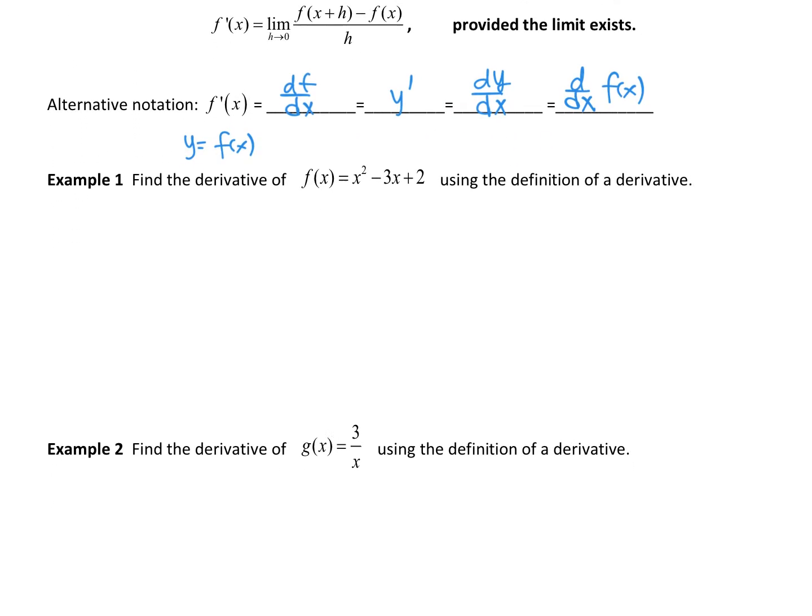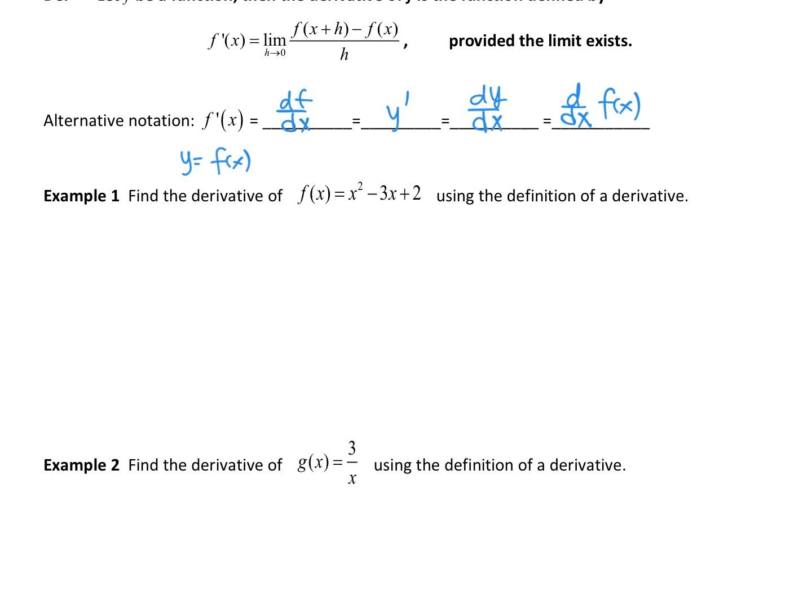All right, let's look at example 1. Find the derivative of this function, x squared minus 3x plus 2, using the definition. Okay, so here's your definition. I'm going to do the setup and see if I can have you finish it. So first of all, the limit as h goes to 0 of f of x plus h minus f of x over h, where my f of x is this thing. First I'm going to have to write out f of x plus h. What that means is instead of plugging in x here, I'm going to plug in x plus h.